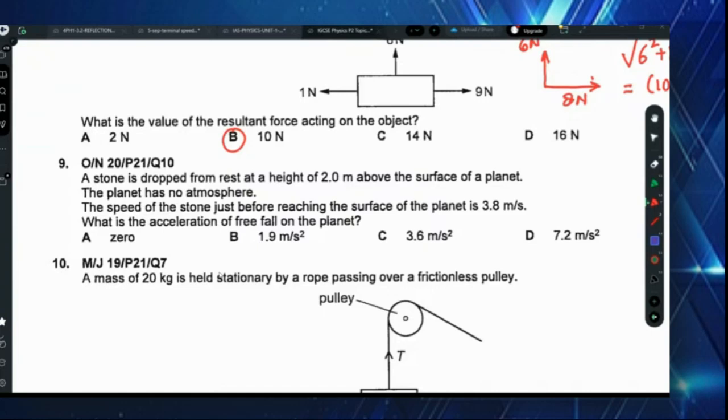The speed when it hits, V, is given to you. Definitely there will be some acceleration, and we need that acceleration to find out. But for that purpose, we do not have any time information. We don't have time.